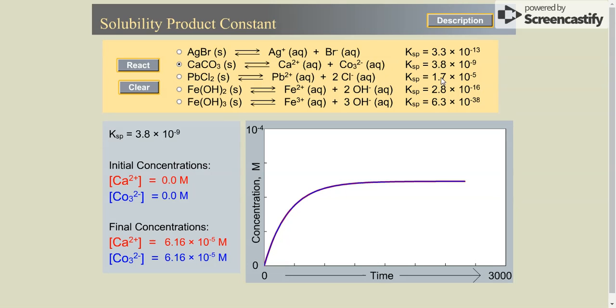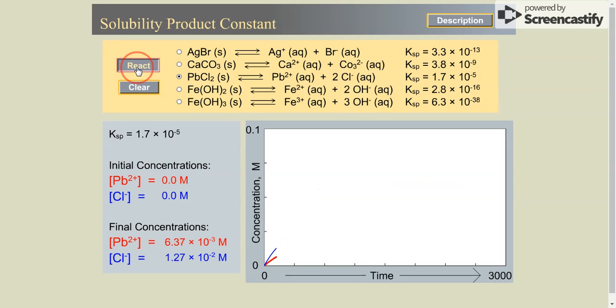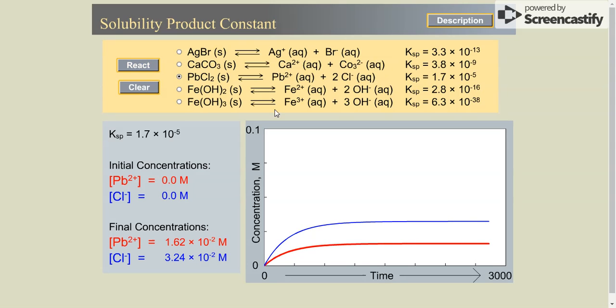Now let's look at an AB2 salt. So we can't compare this value directly with the one for silver bromide or calcium carbonate because these were AB salts. This is an AB2 salt. And so I can't say that lead chloride is more soluble than calcium carbonate. But you can see clearly that I have twice as much chloride going into solution as you've got for the lead 2 plus. Now remember, this is all solubility in pure water, so my only source of lead ions and chloride ions is coming from the lead chloride that I added.